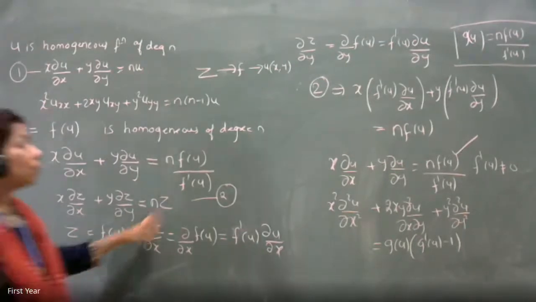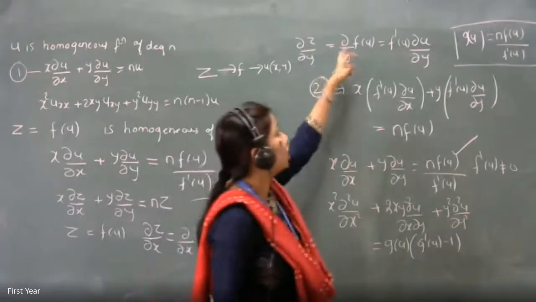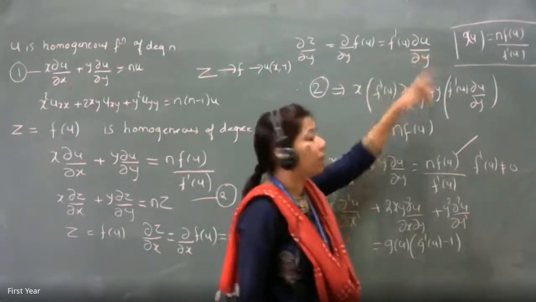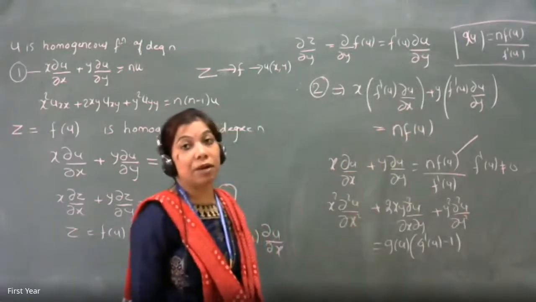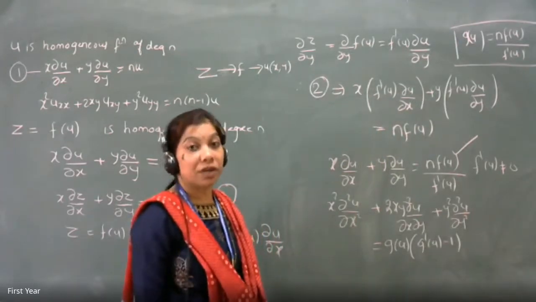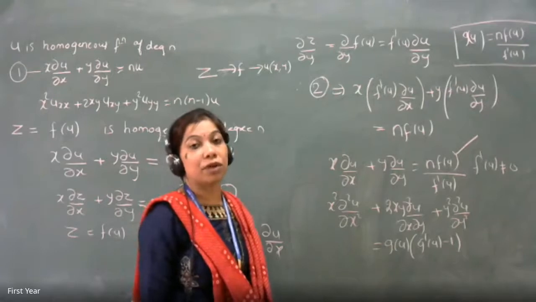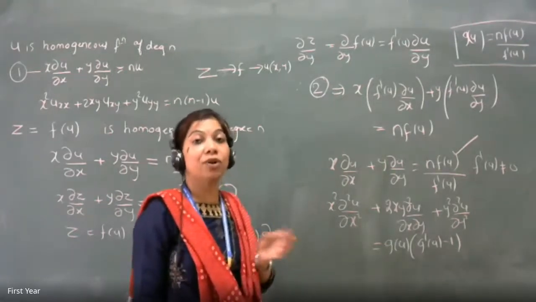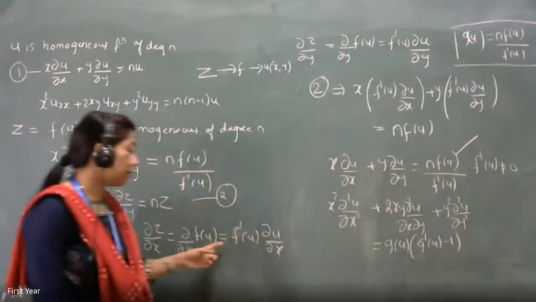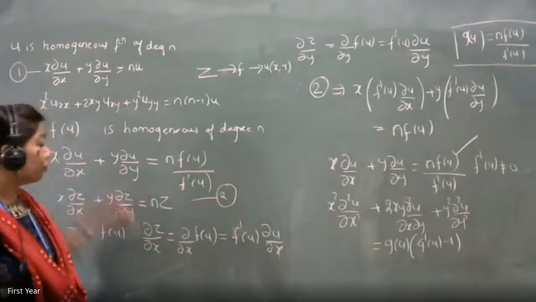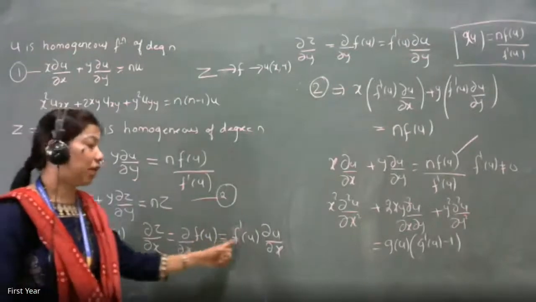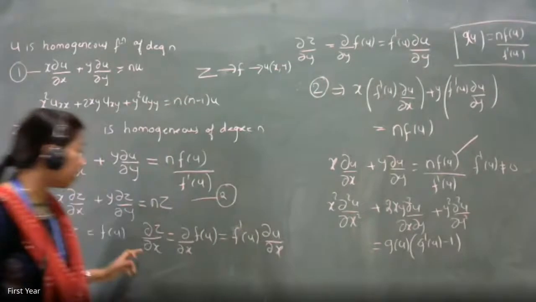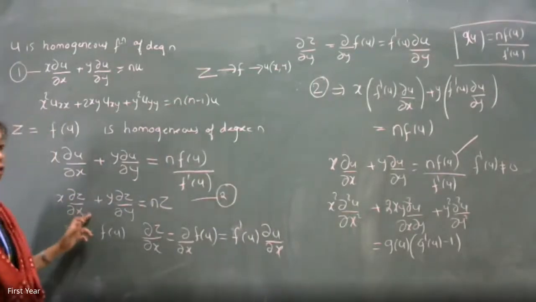Then similarly, you get delta z by delta y to be the partial derivative with respect to y of f of u. That is f dash of u into delta u by delta y. We did that example last, the function involving x square minus y square into f of xy. There also we first differentiated f, that is f dash, into the derivative of xy. Here we are doing the same thing. Since z is f of u, first I have to take the derivative of f, which is f dash, into delta u by delta x.